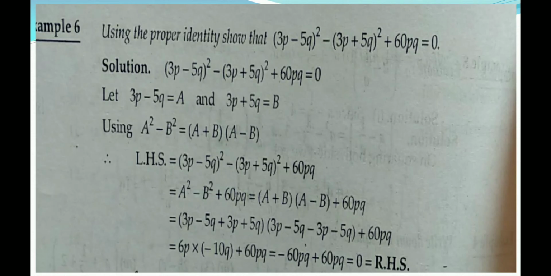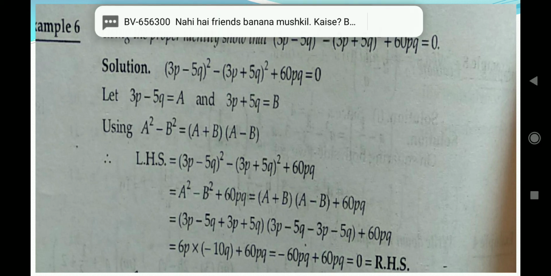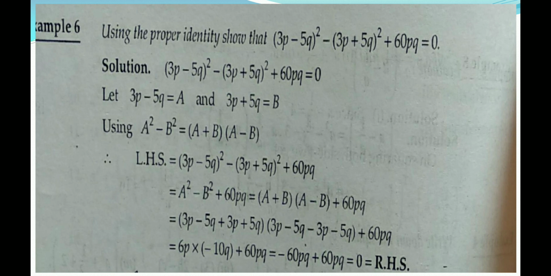Then the last example: using the proper identity, show that (3p minus 5q) whole square minus (3p plus 5q) whole square plus 60pq equals 0. This is the left hand side equal to the right hand side. We have to prove this entire expression is equal to 0. Solution is: let 3p minus 5q be a and 3p plus 5q be b. So it comes under a square minus b square equal to (a plus b) into (a minus b).